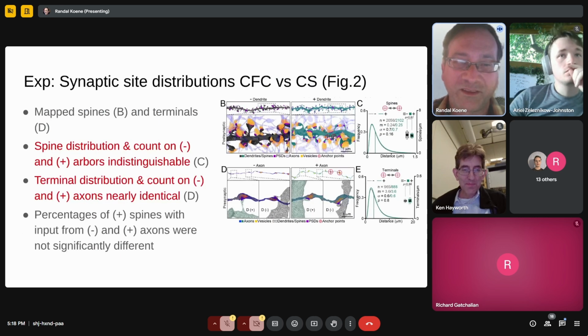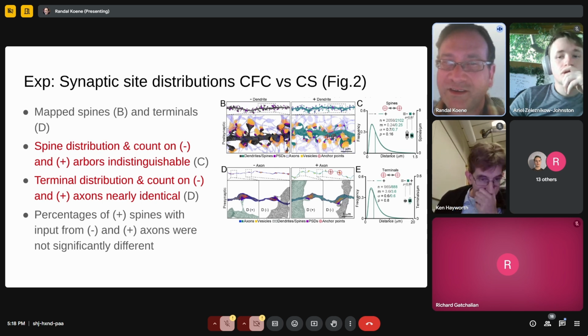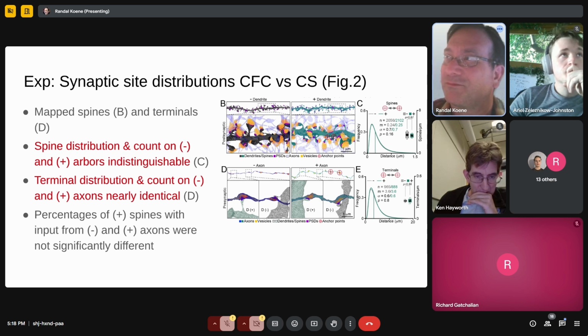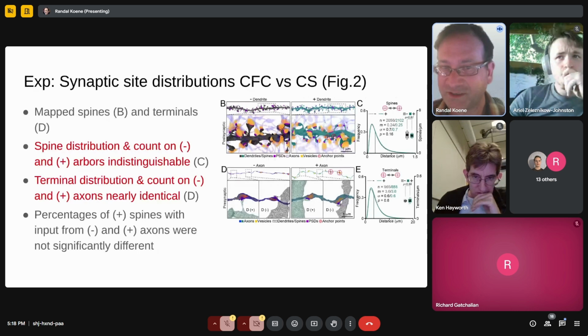Okay, so now I'm going to work my way through the experiments one at a time as they work their way towards, I guess, their overall answer. The first one is looking at synaptic site distributions in CFC versus CS. They mapped dendritic spines of CA1 pyramidal neurons, postsynaptic compartments that cluster receptors and other signaling molecules near the sites of transmitter release from opposing axonal terminals.